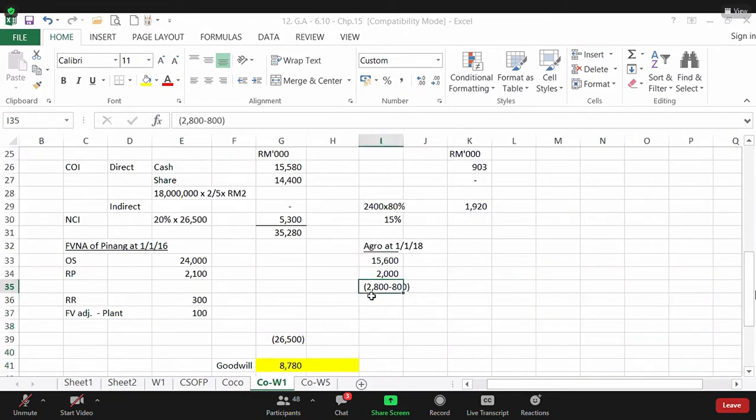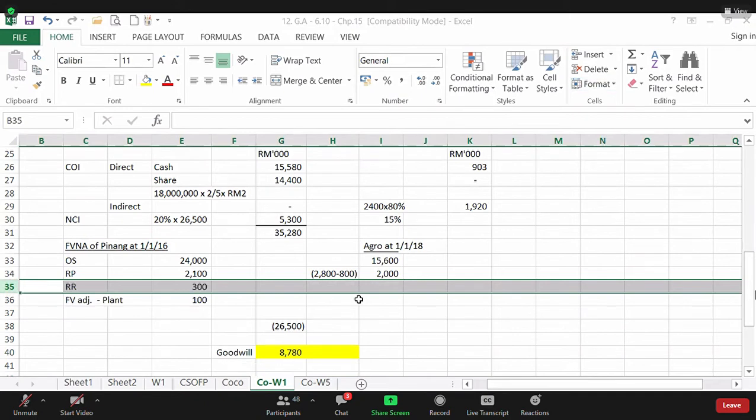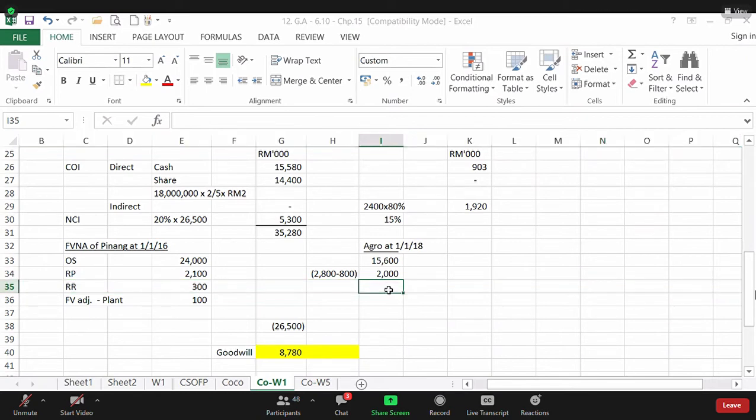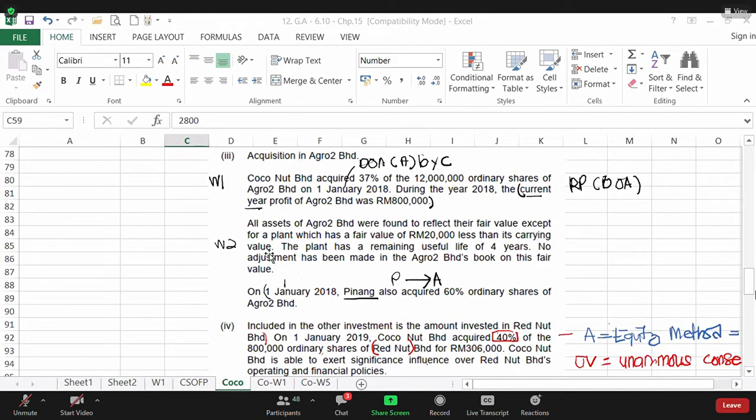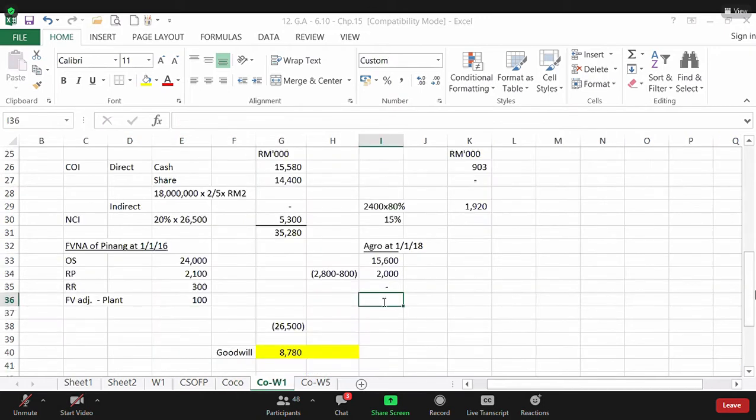I put working here so it's easy for you to understand. Okay. RR? Do we have RR? We don't have in our question. And then, do we have any fair value adjustment? Yes, I think plant. Plant, this one, fair value less than carrying value. So what you are supposed to do? Minus. How much? Minus 20.